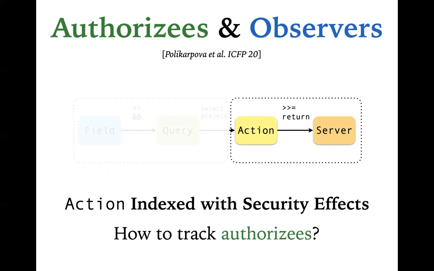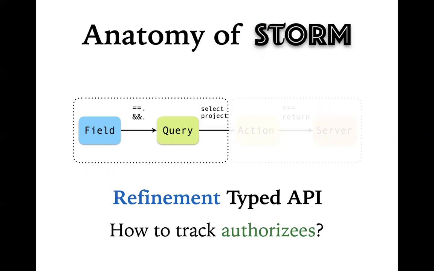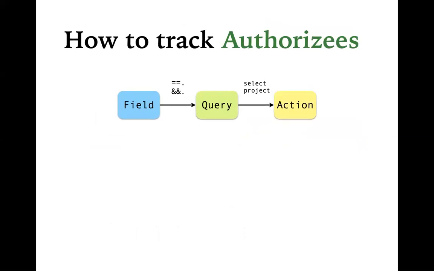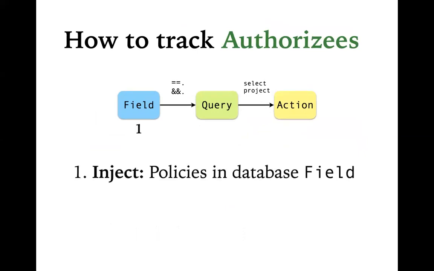So this is the crux of the matter. This is part 3, if you wish. How are we going to track the authorizees from the policy? So here's the plan. What we're going to do is remember how we associated those orange snippets with the database fields, right? So think of it as we're going to inject the policy.